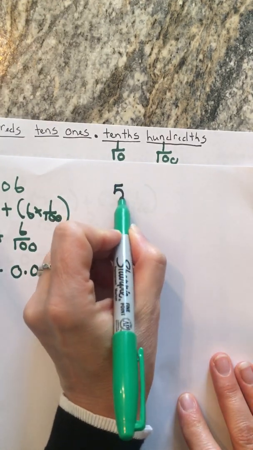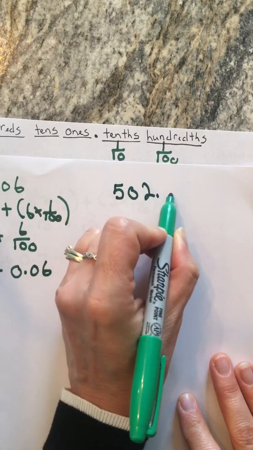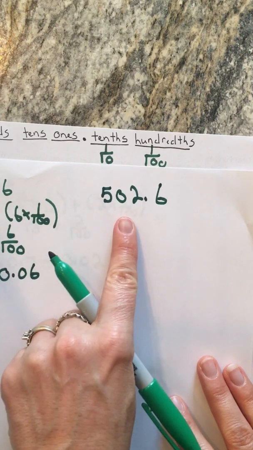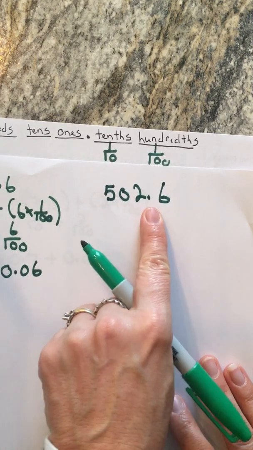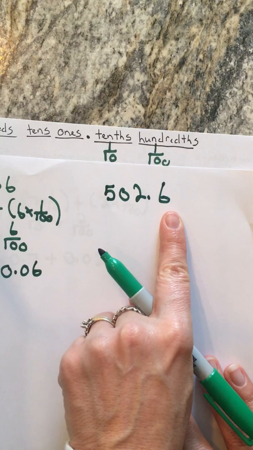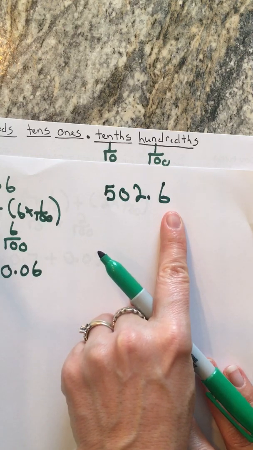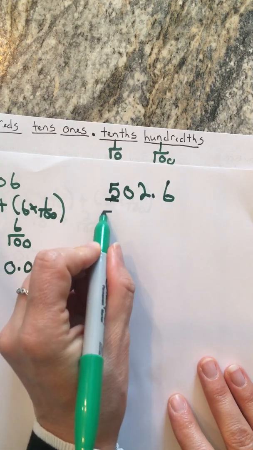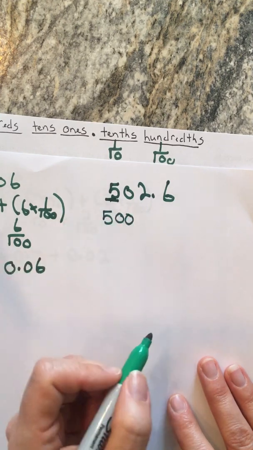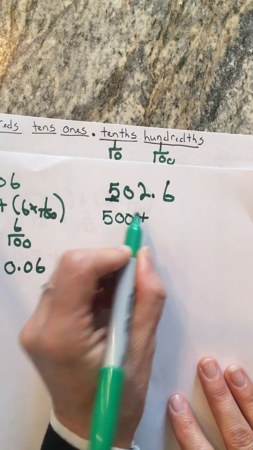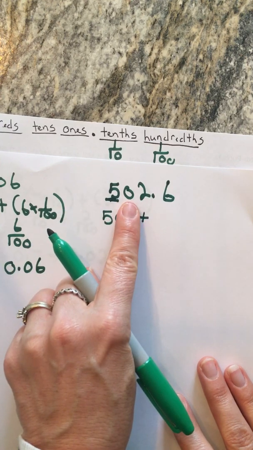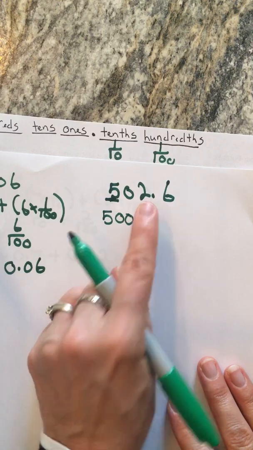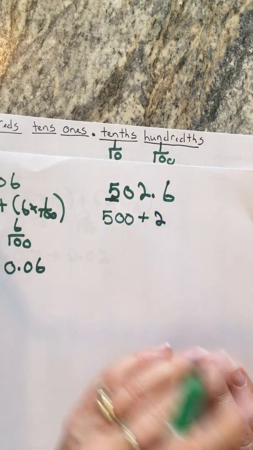So I'm going to show you another example. So the number 502.6. I would read this as 502 and 6 tenths. Okay, I'm going to go ahead and expand it. The 5 is in the hundreds, so that is 500. Plus, well, I don't have anything in the tens, so I'm going to skip it. Then I'm going to go to the ones. Well, there's a 2. So 2 times 1 is 2.